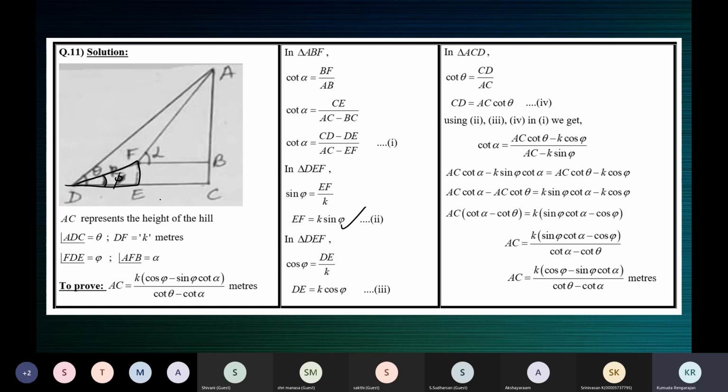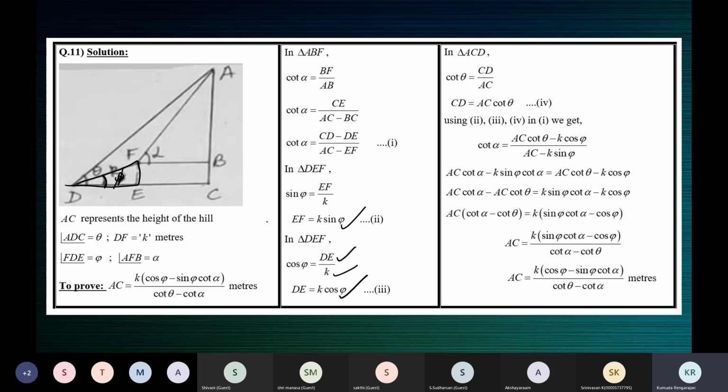Now cos phi. Cos phi also we should find from the triangle DEF. This angle phi is in the right triangle DEF, so we have to use the same triangle. Cos phi is equal to adjacent DE by hypotenuse DF, which is K meters. So upon cross multiplying, we get DE is equal to K cos phi.